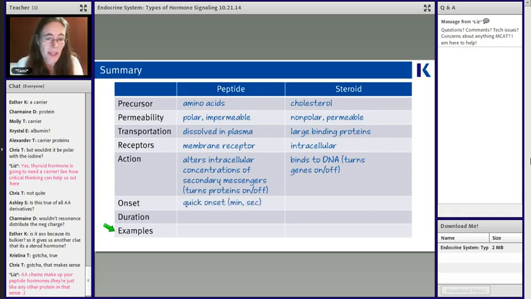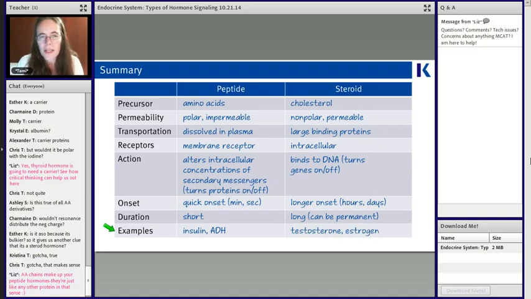By very quick, we mean it could be minutes, it could be seconds. Steroids take hours, take days to see that full effect. Duration is going to be very, very short for peptides, and long for steroids, and some can be permanent, which we talked about. Examples of peptide hormones are things like insulin and ADH. Steroids would be estrogen, progesterone, testosterone.